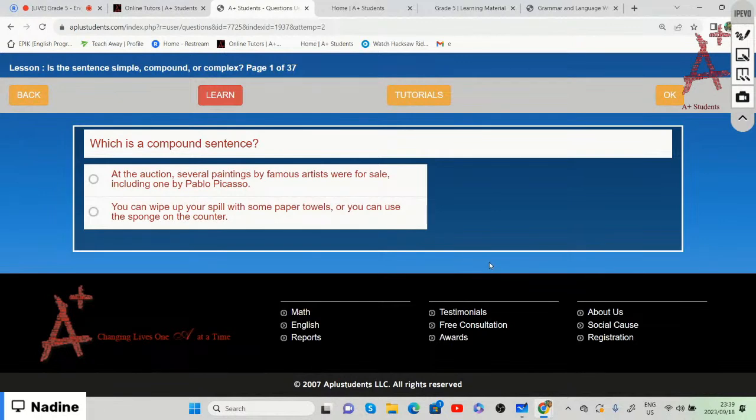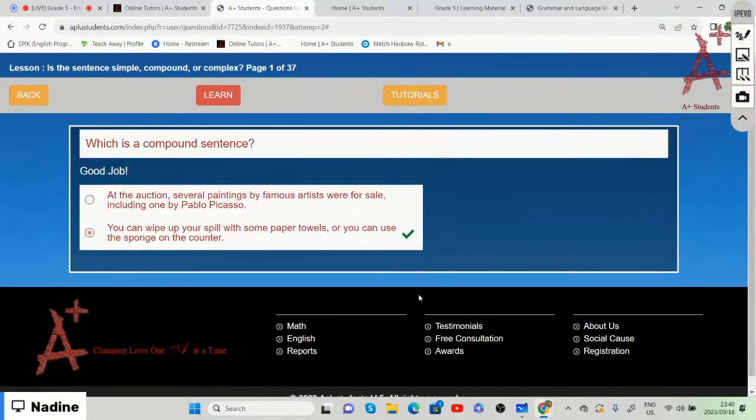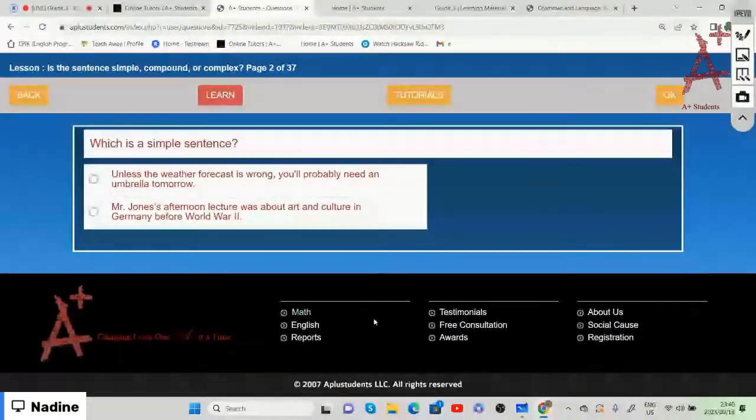And if we now choose the correct compound sentence, we are going to choose option two, which is: you can wipe your spill with some paper towels, or you can use a sponge on the counter. And if you have that, then well done. So answer two is correct. So now we need to say which is a simple sentence.